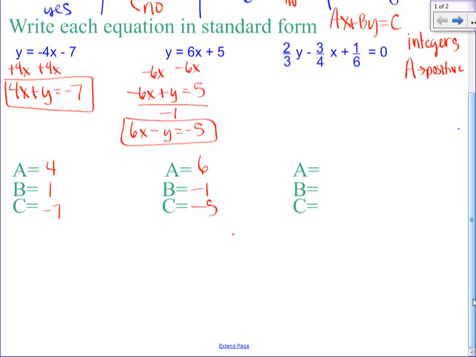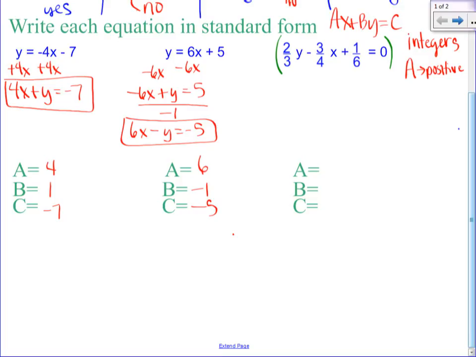All right, and then this last one. Okay, we've got lots of fractions. We're going to multiply every single term, so there's 4 terms there, including the 0. We're going to multiply it by a magical number that will get rid of all of the fractions. What number is that?